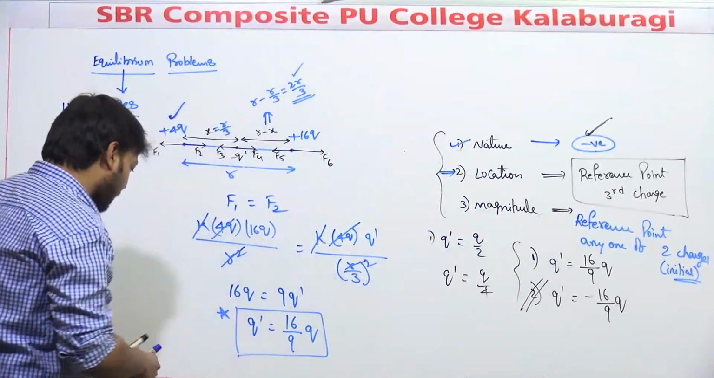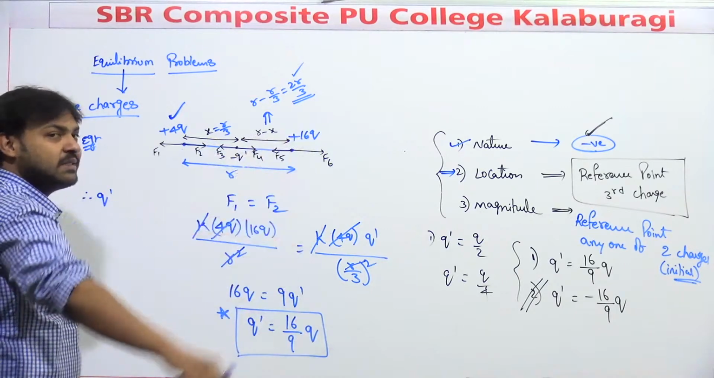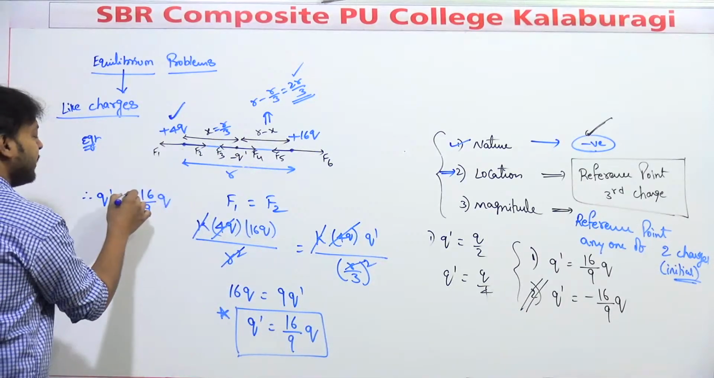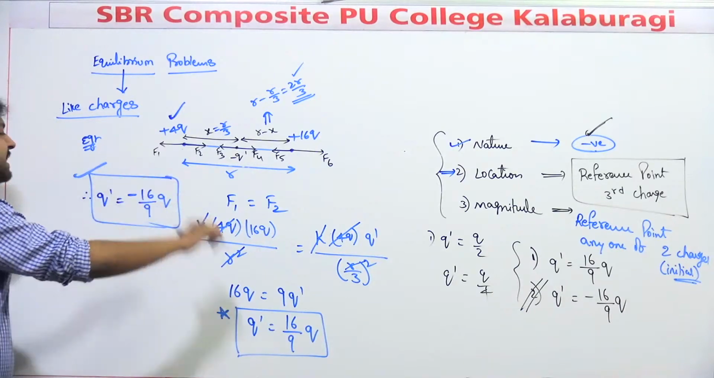Therefore, what should be the charge you have to place? Magnitude-wise, 16 by 9 times q. But from the sign point of view, it should be minus. So this should be the correct option.